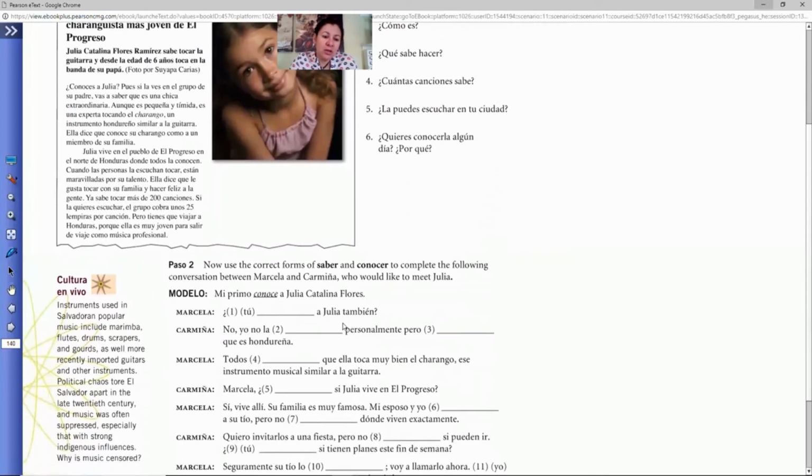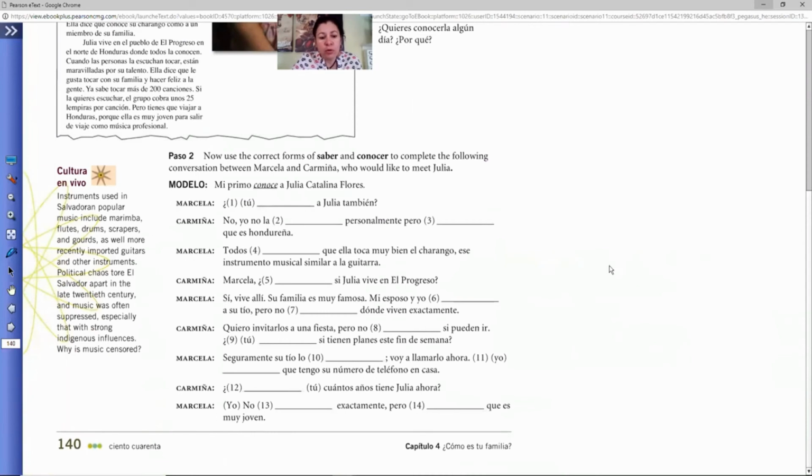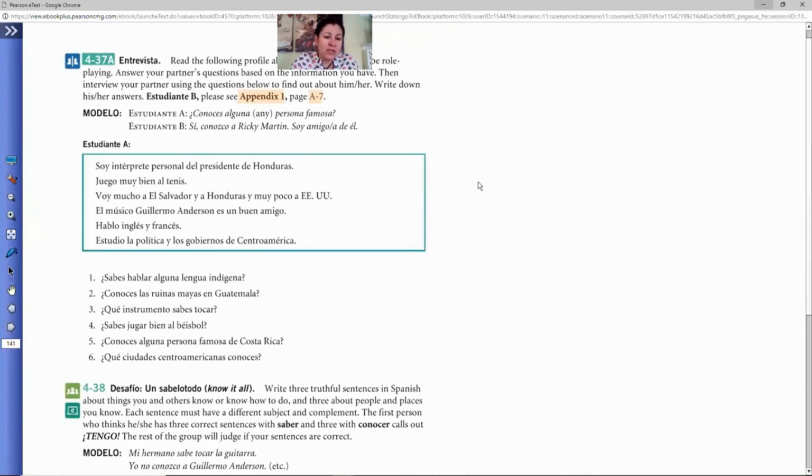Then you're going to be doing this step 2. In these conversaciones, you have to use the right form of conocer or saber. And then you have more exercises on my Spanish lab that I want you guys to pay attention and complete.